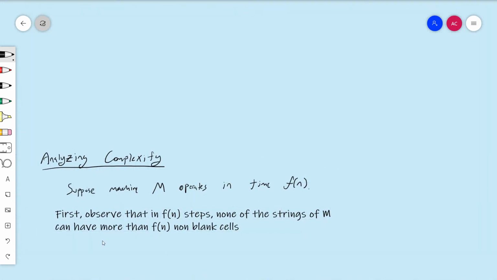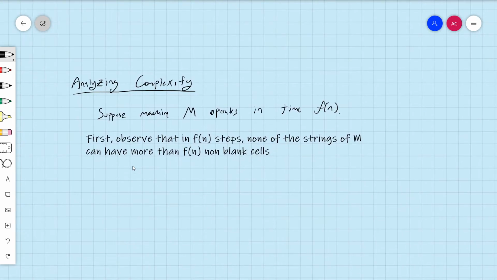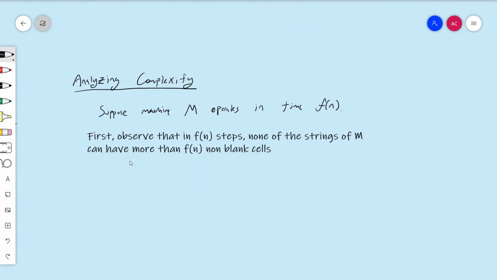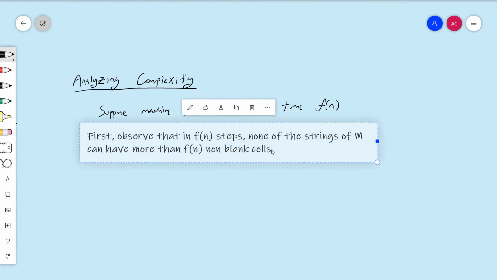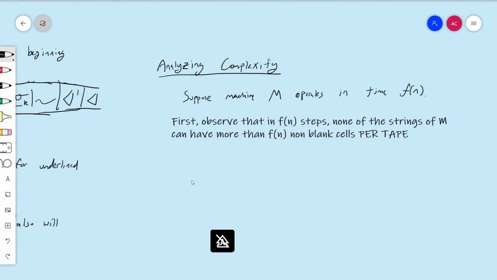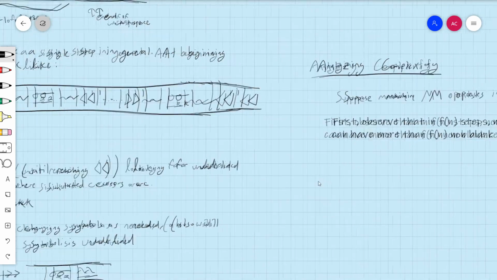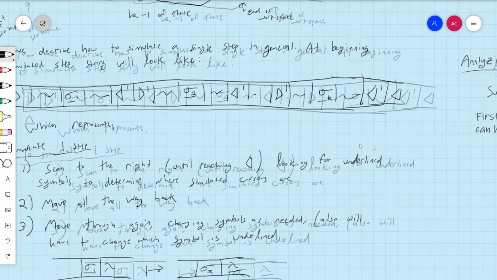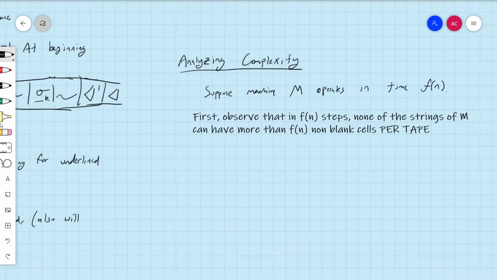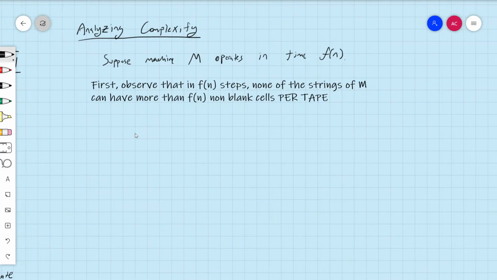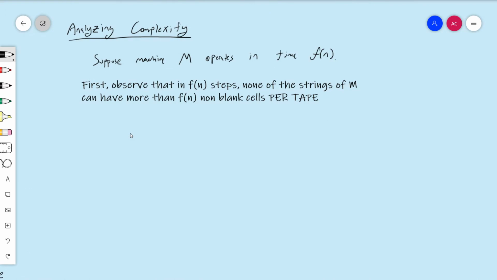But in any case, this is the same observation. In f of n steps, I can't have more than f of n non-blank cells per tape. I should have said that. Per tape. So how many tapes do I have? I'm talking about the original machine, right? And so there's k tapes. And so what does that translate to in our simulation? Well, how many tapes do I have? I have k of them. Each of them is at most f of n length.